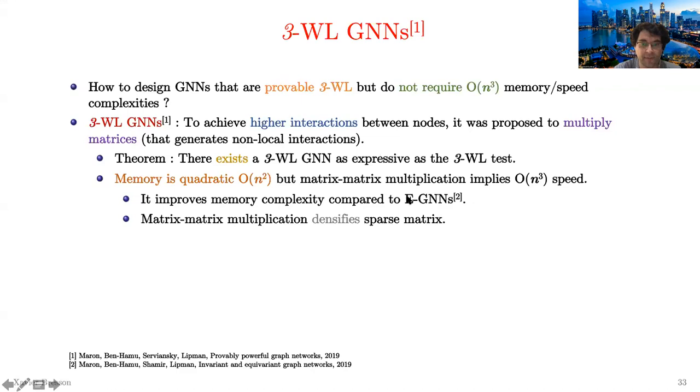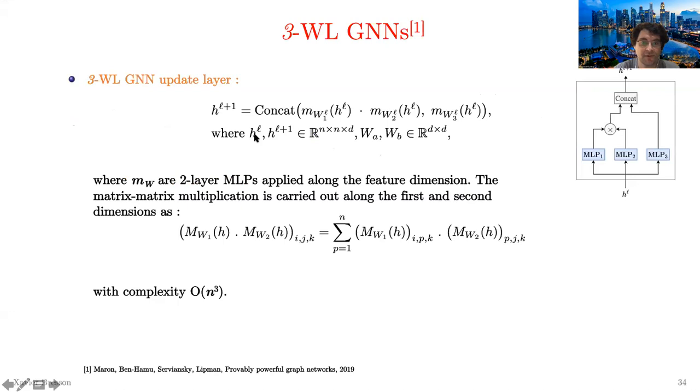So how does it work? Basically, the idea is, you have your H, which is a tensor, N by N by D, where D is the number of features. What you're going to do is apply an MLP on H, another MLP on H, and then do the matrix multiplication. Then you concatenate with another MLP, and you go to the next layer.